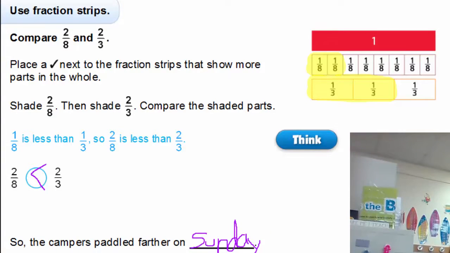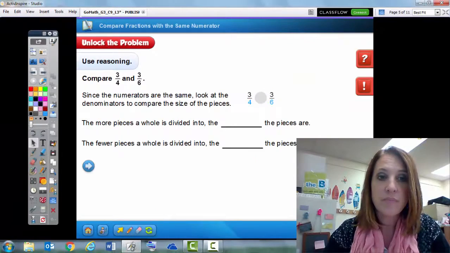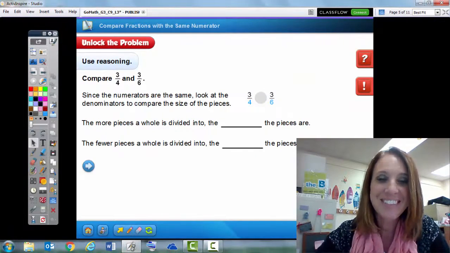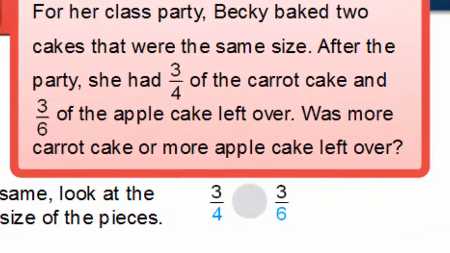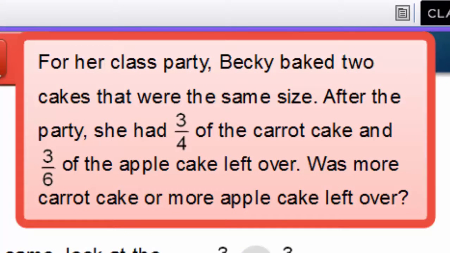Good job. All right, do you have one more in you? Sure you do. Let's read this one together.